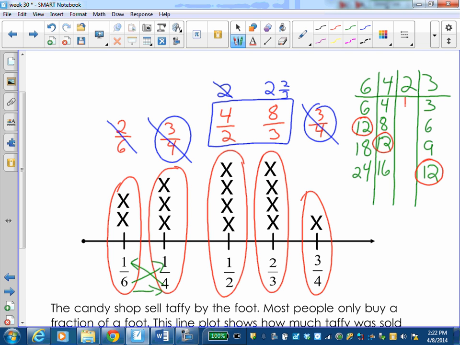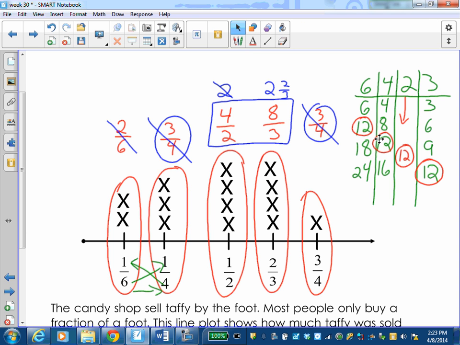So I know that if I were to skip count by 2's, I would eventually end up getting to 12. So 12 is going to be a common multiple of all four numbers. That means I can use 12 as a common denominator for my fractions.